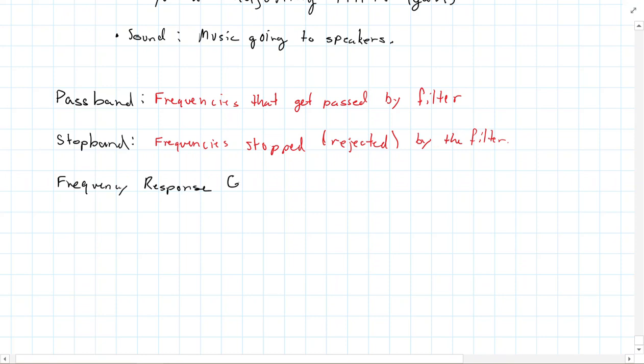Because what we're going to be interested in is how this filter behaves with respect to frequency. And it's also going to be important how it behaves with respect to time, but the first thing in an introduction to filters that we want to know is how it responds with frequency. And so there is something that we call a Bode plot.